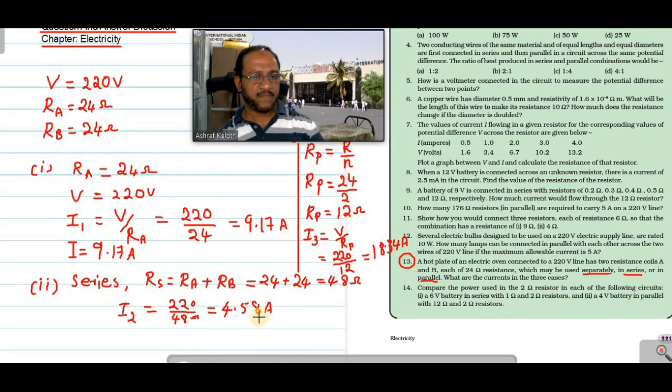The final answer is this one. I1, when a single coil is used, current is 9.17 ampere. When two coils are used in series, resistance doubles, so current becomes half, 4.58 ampere. In the third case, I3, when two resistors are used in parallel, resistance becomes half, 12 ohm only, so current will become double that of the first case. 9.17 into 2 is 18.34 ampere. Thank you.